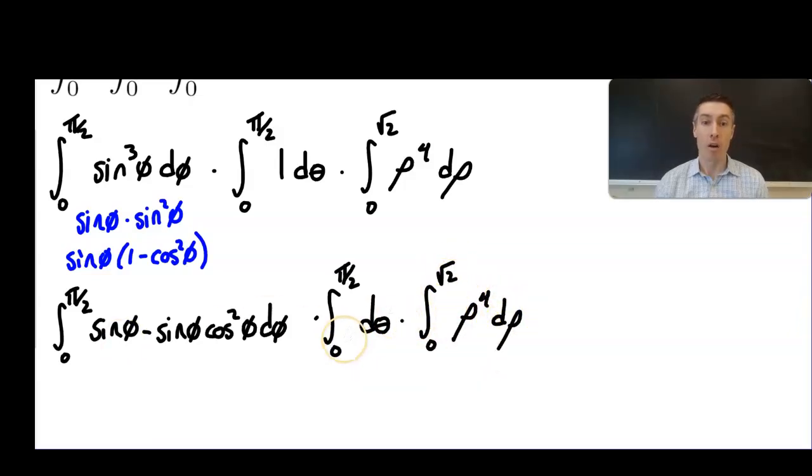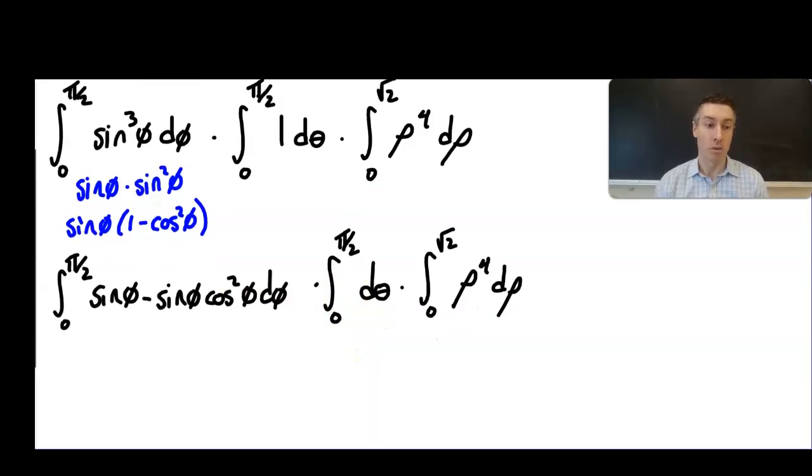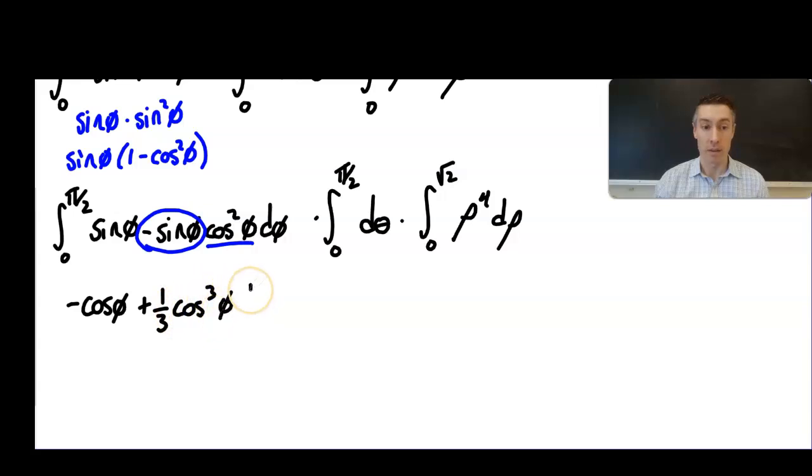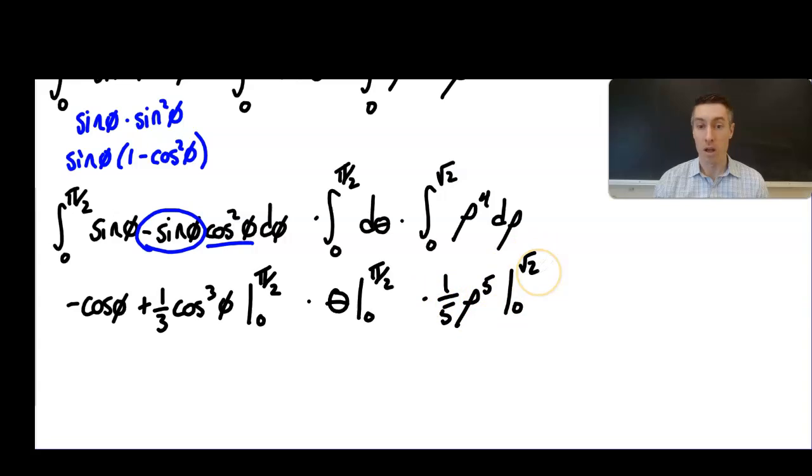Just rewriting all of our integration. Now we can do all three integrals at the same time. So integral of sine phi is negative cosine phi. Integrating our next term, cos phi would be u, du would be negative sine phi. So that's going to be plus 1/3 cosine cubed phi, evaluated from 0 to pi over 2, times theta, evaluated from 0 to pi over 2, times 1/5 rho to the 5th, evaluated from 0 to the square root of 2.